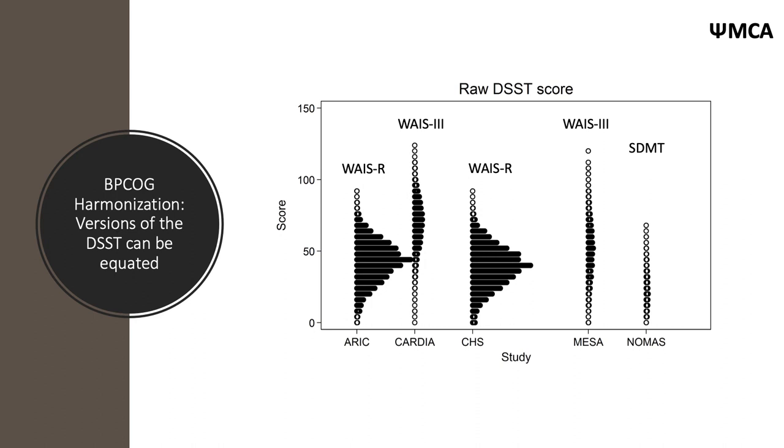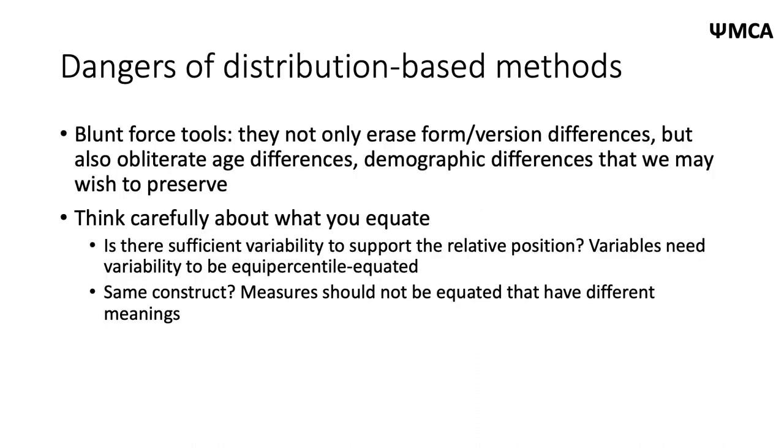There are a couple of dangers of distribution-based methods. These are blunt force tools. They not only can erase form and version differences, but they also obliterate age differences. They obliterate demographic differences that we may wish to preserve. The resolution to that that we often use is either sample restriction or covariate adjustment, where you restrict your sample to a horribly biased subgroup, maybe people in the ACTIVE study who are aged like 70 to 75, a narrow age range that's observed at all time points, and we only use people from certain characteristics.